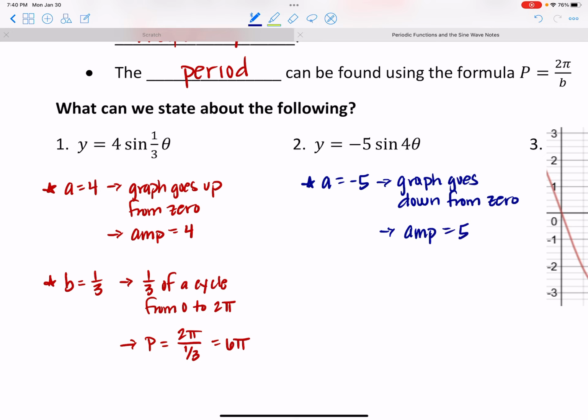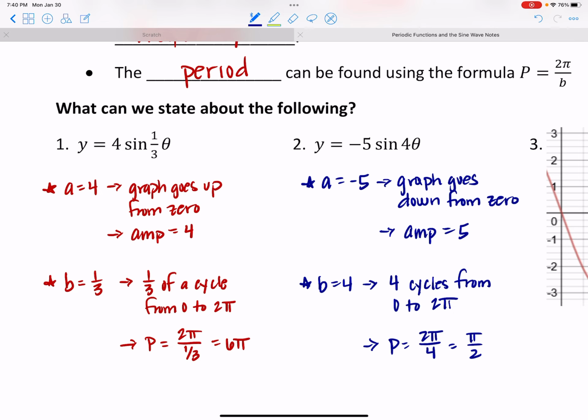And then here in this one we have b equal to 4. That means we have a frequency of 4. That means we're going to see 4 cycles from 0 to 2 pi. So they would be really small cycles, right? If we had to squeeze 4 of them in where we normally have just 1, again, we're going to take the 2 pi now, divide it into 4 cycles. That means one cycle is going to happen every pi over 2 radians. So every 90 degrees, we're going to see a full pattern happening.